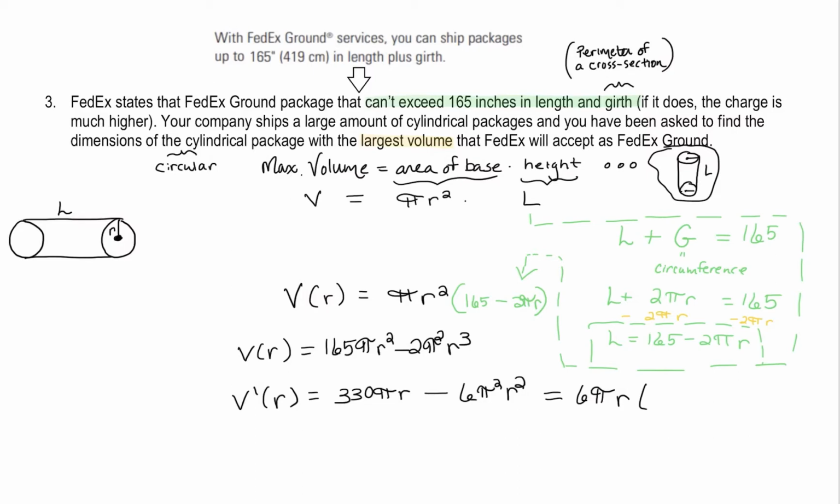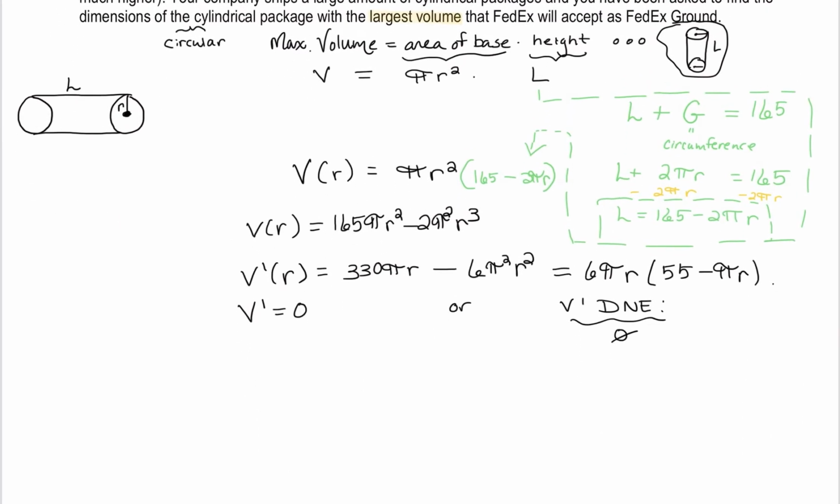Yeah. Okay, so 330 divided by 6, so that's my 55 here. So this is 55 in the first term, and then minus pi times r left in the second term. So that's a pretty good form of my derivative there. And so now I want to find where my derivative is equal to 0, or of course potentially where the derivative does not exist. But of course we don't have any issues of that here.